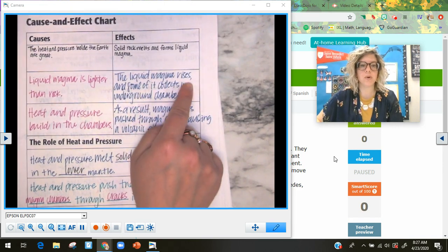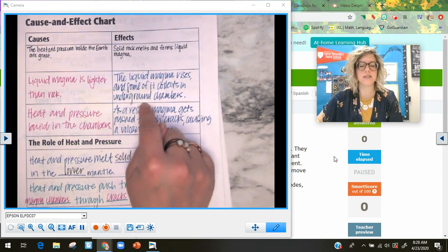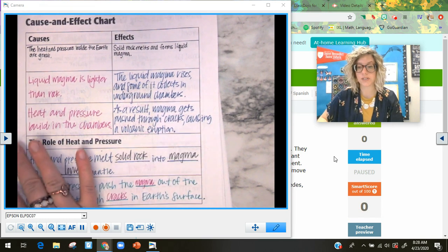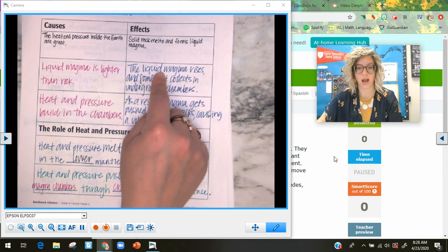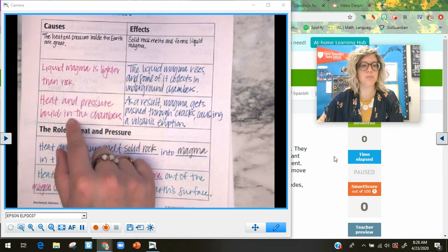The liquid magma rises and some of it collects in underground chambers. As long as you had something similar to that, you're good. If not, erase yours, pause the video, and write what I have down. Heat and pressure build in the chambers.